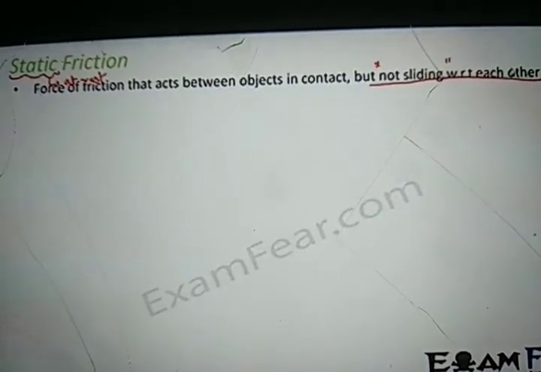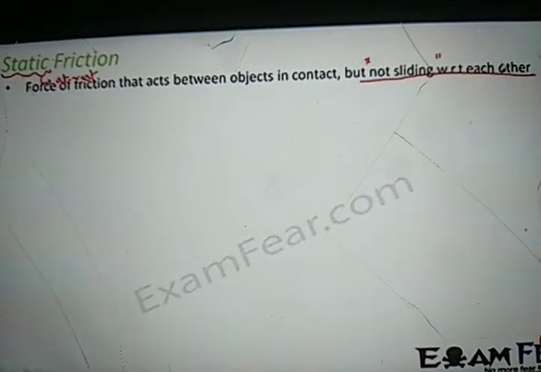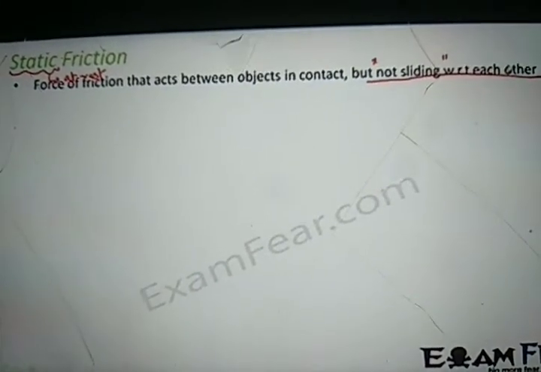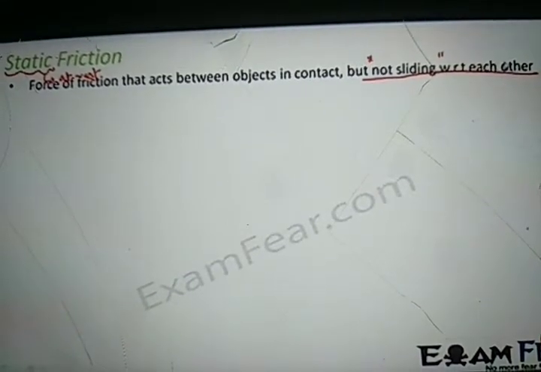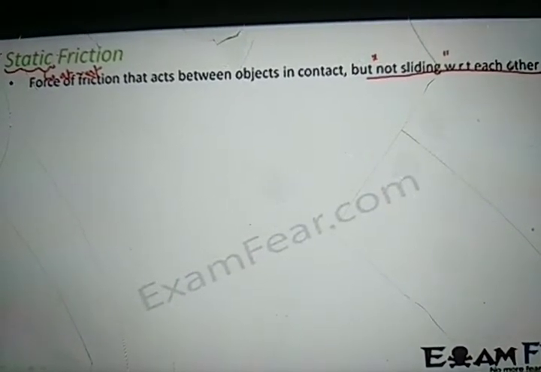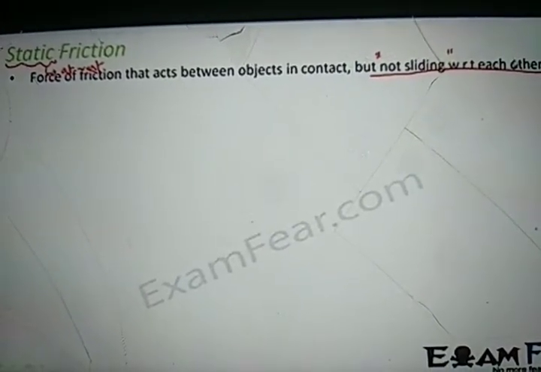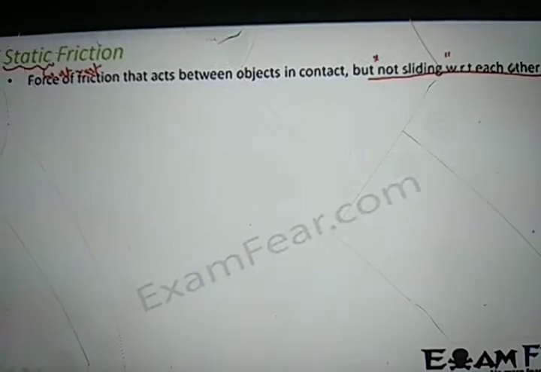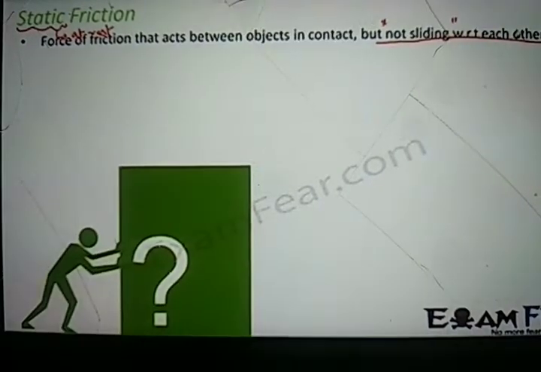So when we talk about static friction, this is the type of friction which acts between two objects when the two objects are not sliding with respect to each other. In that case, the friction which acts on the object is static friction. So we will take an example to better understand this.